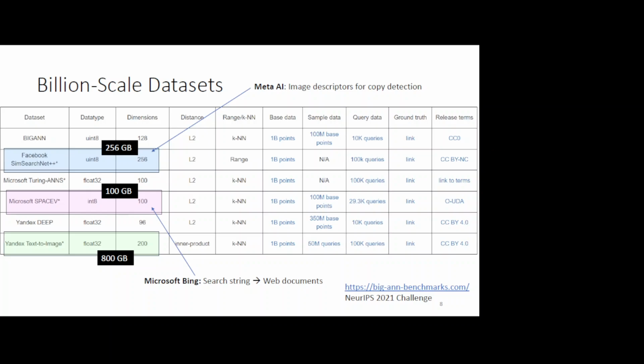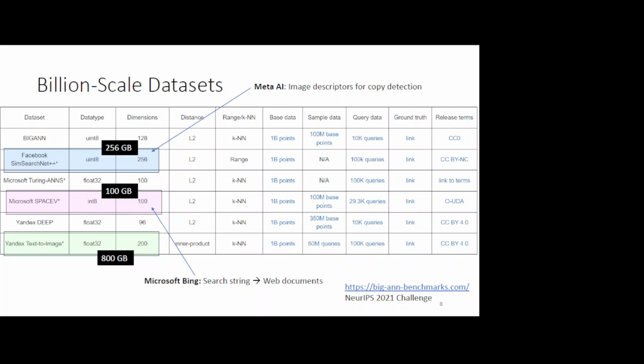There are several billion scale data sets. Here you can see Big ANN, from Facebook or Microsoft. Many of them released billion scale data sets, with different data types and dimensions. They also prepare base data, sample data, query data, and ground truth. The base data is the 1 billion data set, a complete data set they release to you.